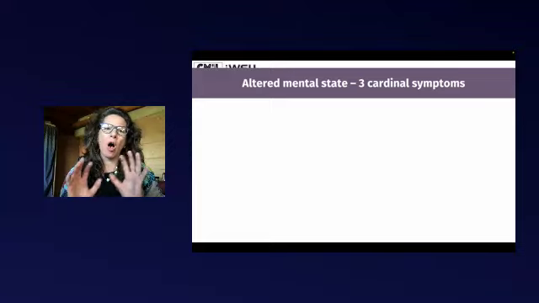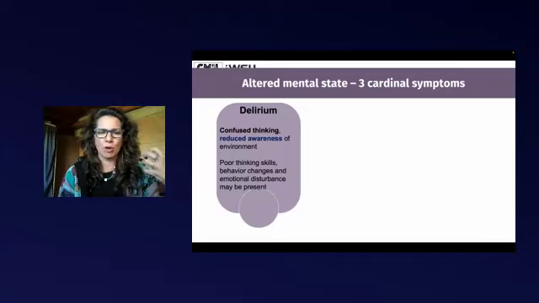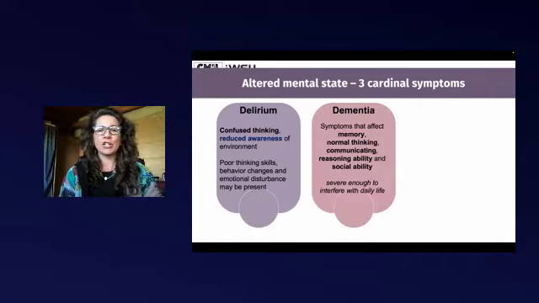There are 3 altered mental states, and this is from the Advanced HIV Clinician Society guideline on HIV, but it serves us very well. Remember, patients can have delirium. That's quite often linked to a physical cause, and these are people who are very ill, and because of their illness, they have confused thinking or reduced awareness of the environment. We can differentiate that from dementia, which is more your slow neurocognitive process. These are symptoms that affect memory or normal thinking, communicating, their ability to reason, their social ability, and it must be severe enough to interfere with their daily life.